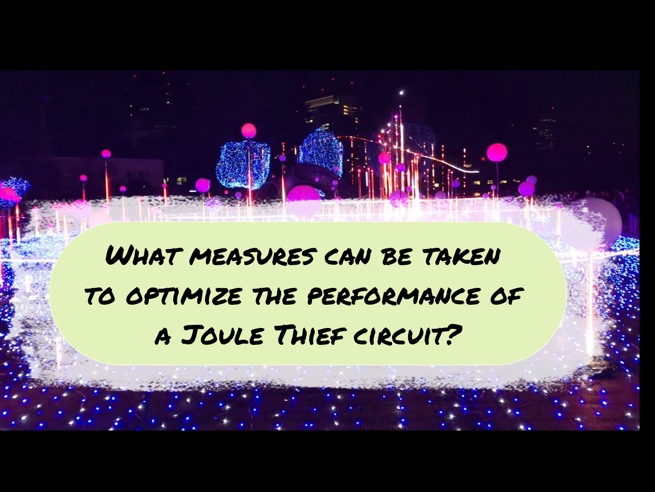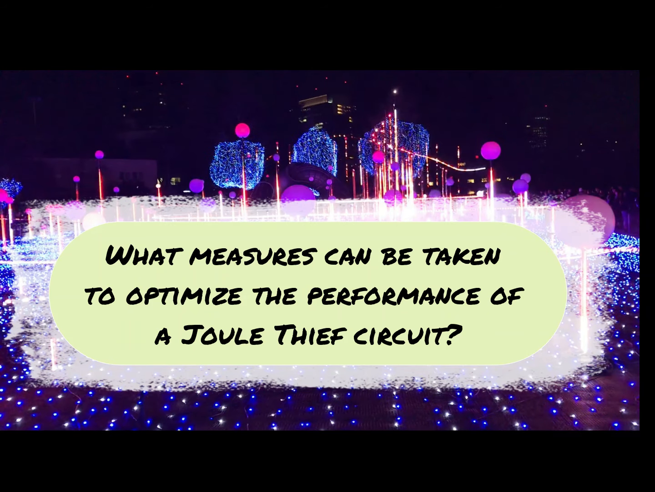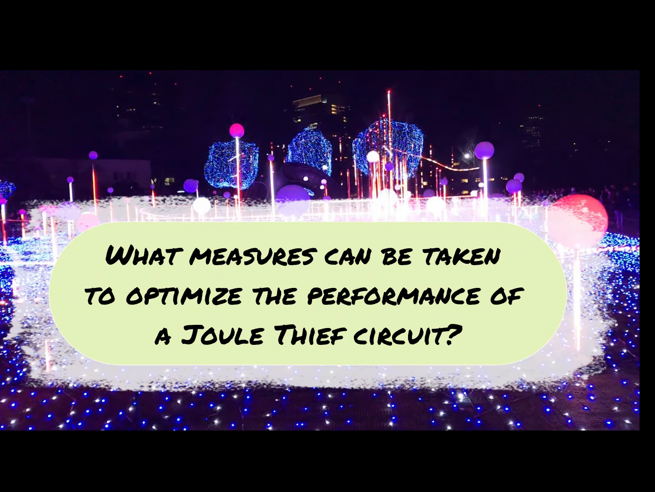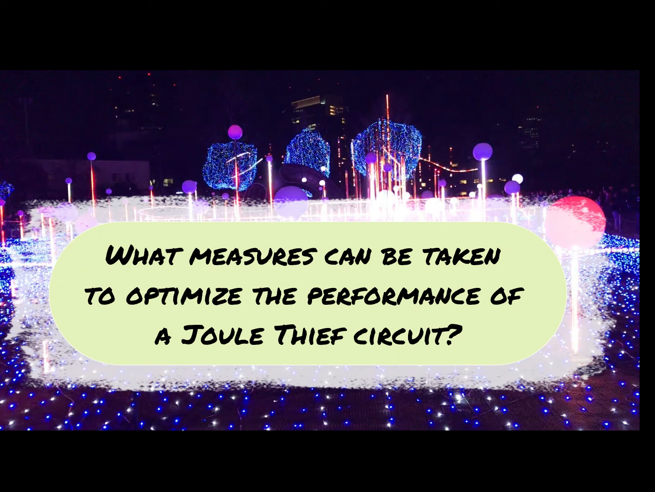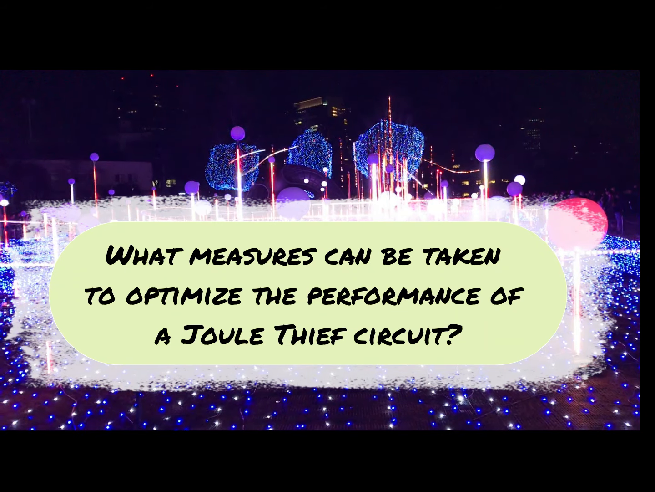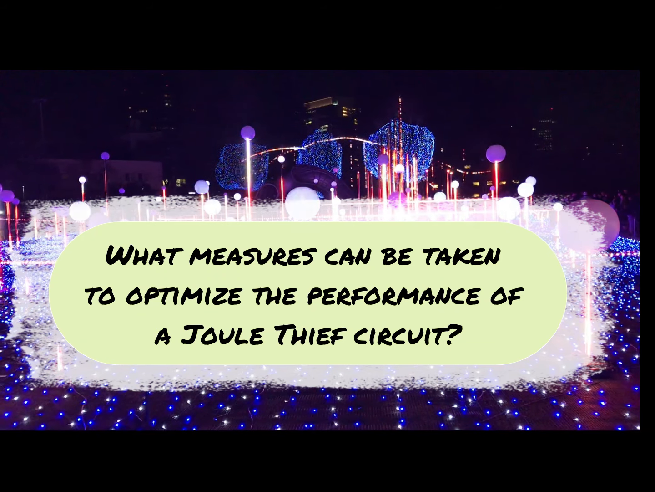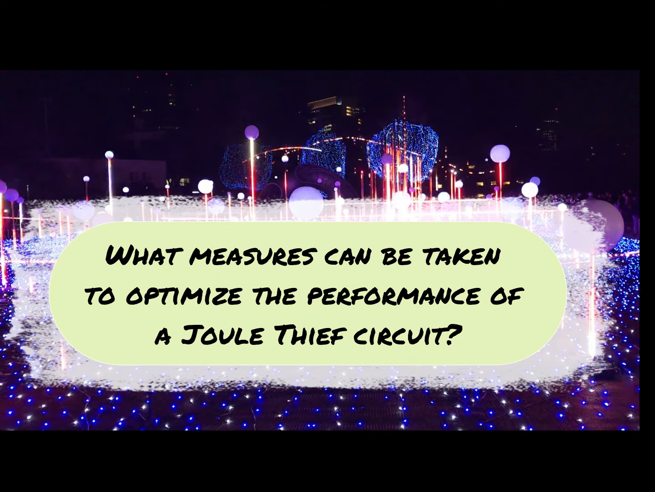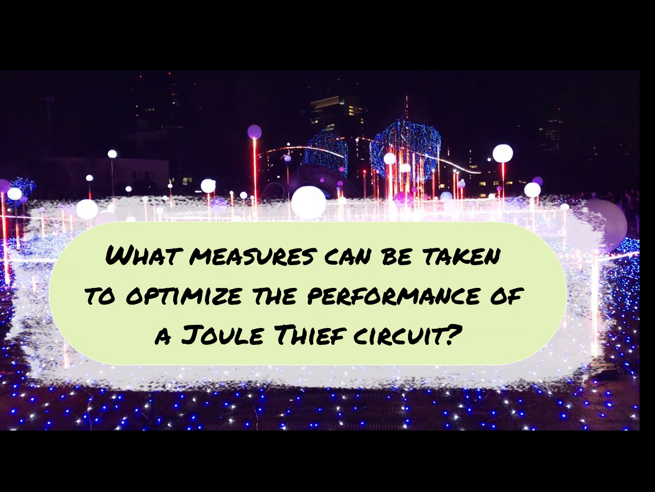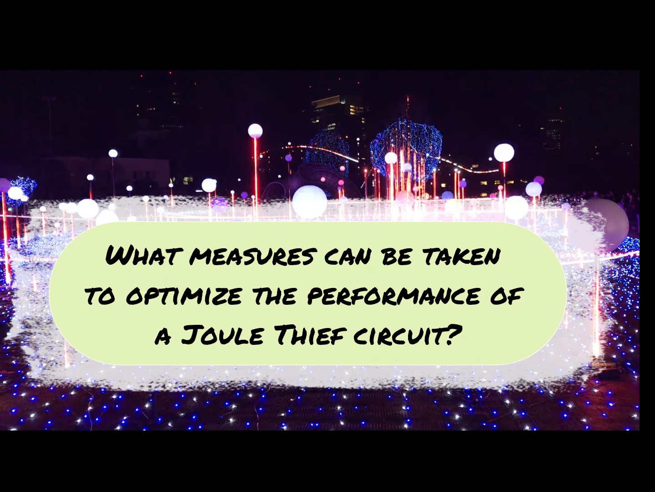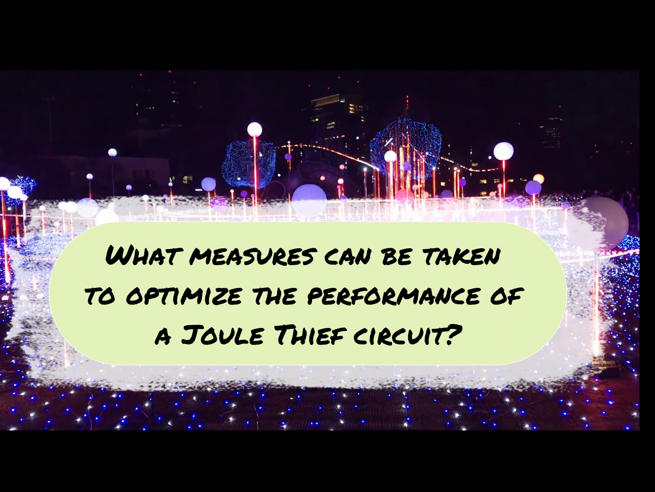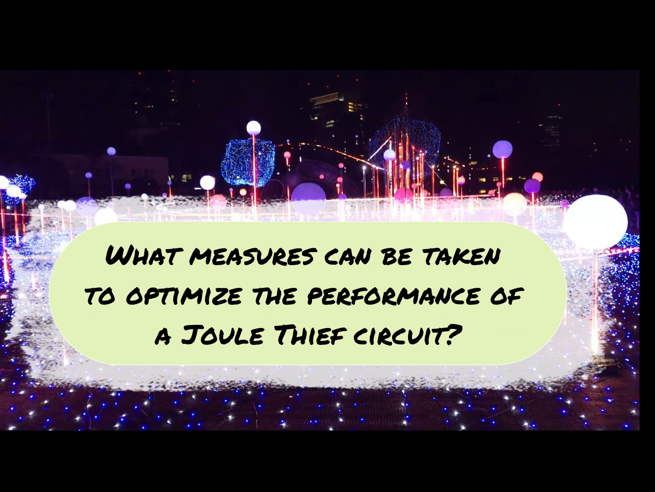Using the right battery. As mentioned earlier, using a battery that is compatible with the circuit's specifications is important for optimal performance. Ensuring proper layout. The layout of the components on the circuit board can also affect the performance of the circuit. It's important to ensure that the components are placed in the correct locations and that there is proper grounding and routing.